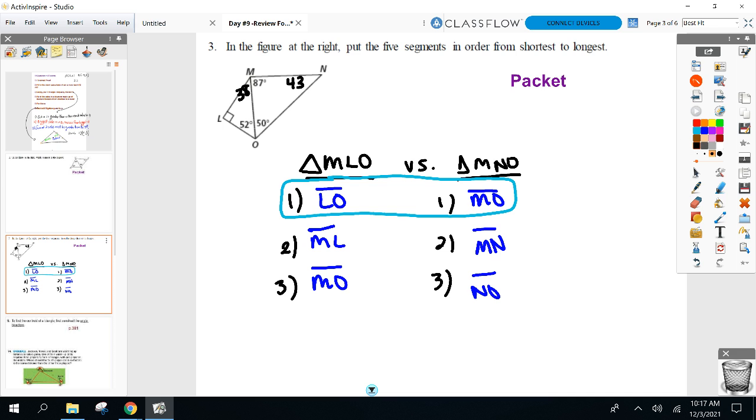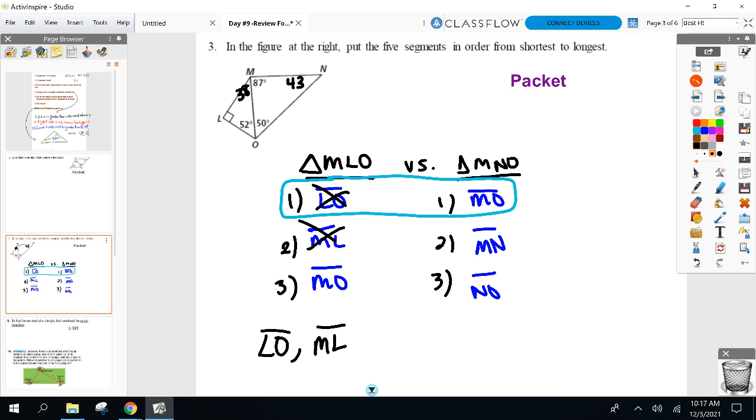All right, I don't care how you write your rankings. LO. Okay, what's going to be next? Is MO the next one? No, you still wrote a side that's smaller than MO. What is it? ML. Everyone see that? It can't be MO next.